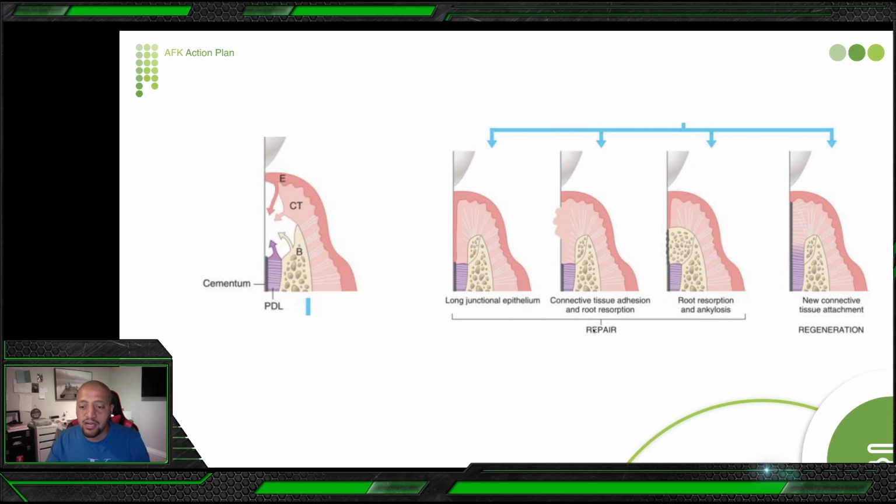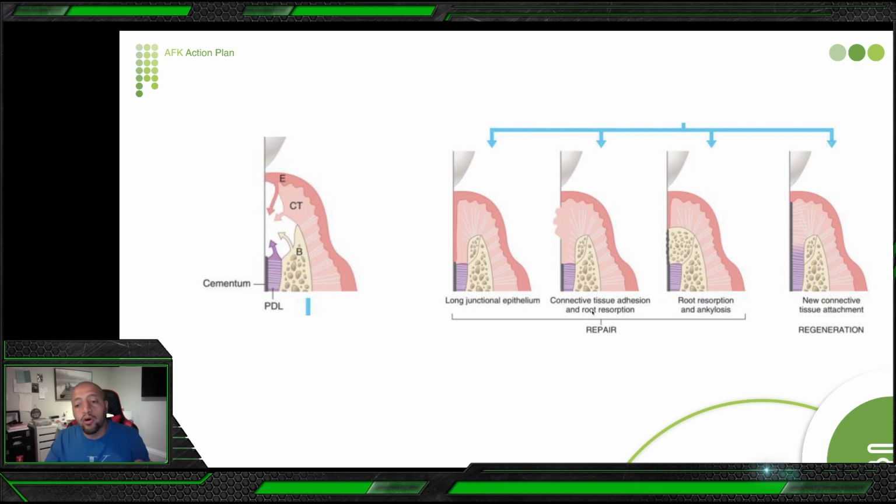So as you can see here, we have two types of healing: repair and regeneration. For repair, which is this one, long junctional epithelium, and it is the most common type of healing, meaning the connective tissue, the rabbit one, will go very fast here to cover all this area, and the epithelium will go very deep here to cover the part exposed to the root surface, which means we don't have PDL here. So for this patient, you will have increased probing depth, but no bleeding, because this area is healed now with no problem.